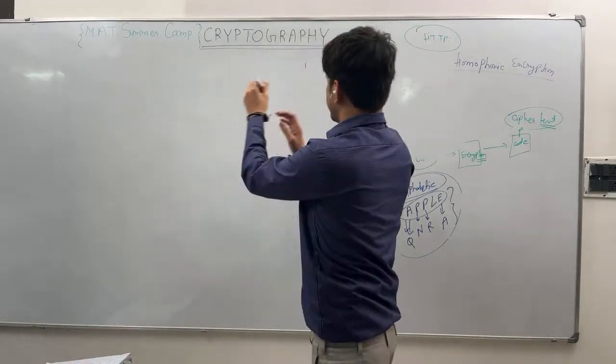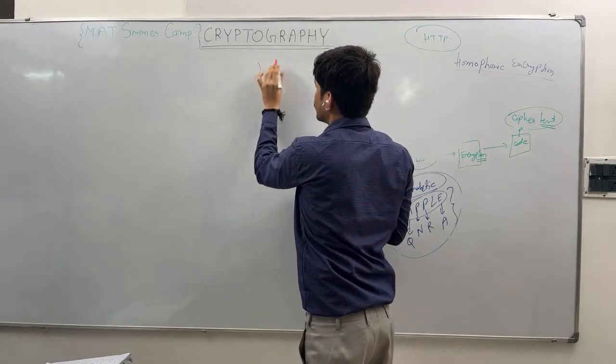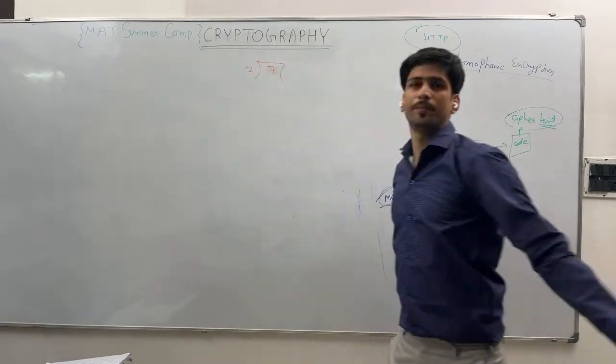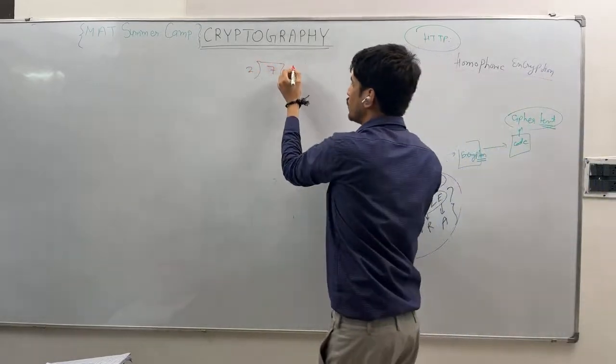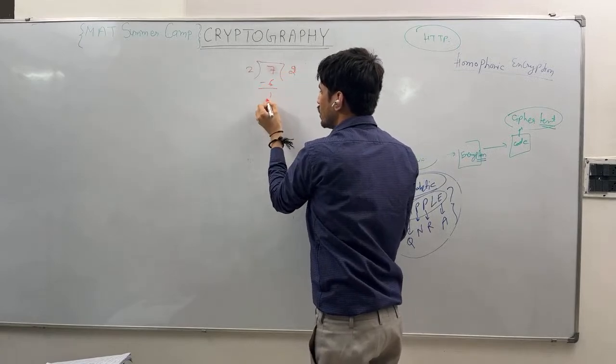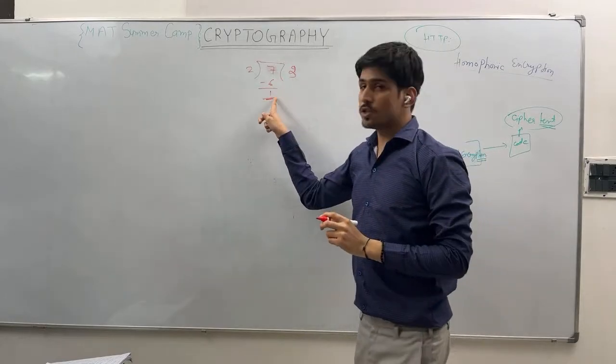So first of all, we'll see. If I ask you, let's say there is a number 7. If you divide it by 2, then what is the remainder? 1. So this is 1 times, 2 times, this is 6 and 1. 3 times. This will be 1, right? So this 1 is called the remainder.